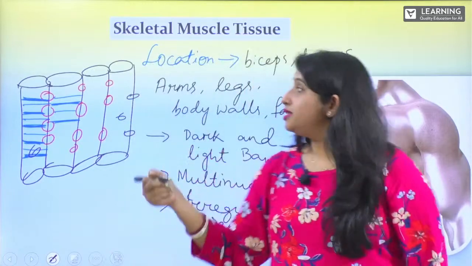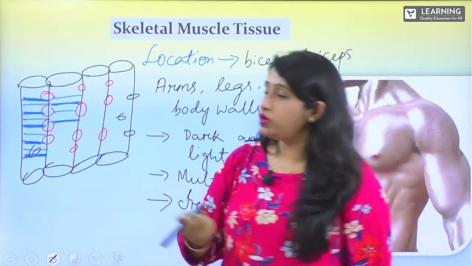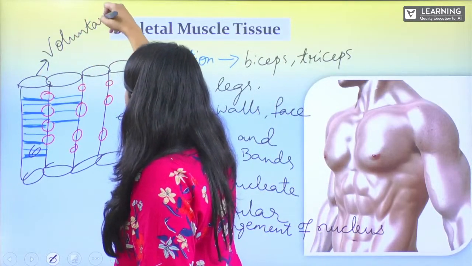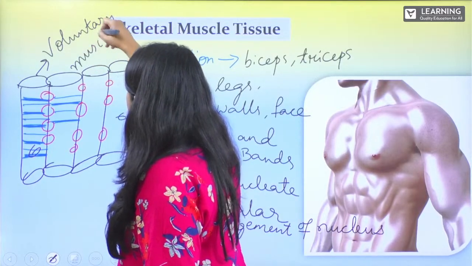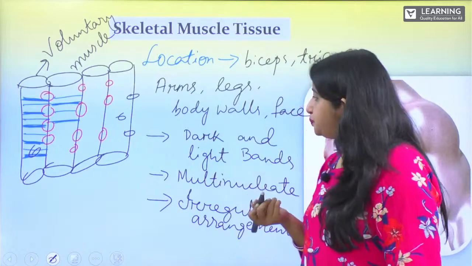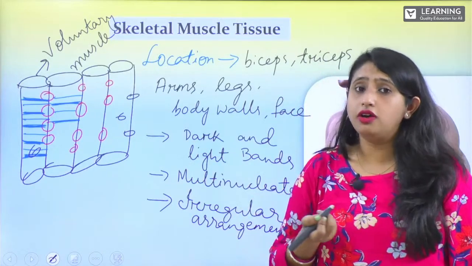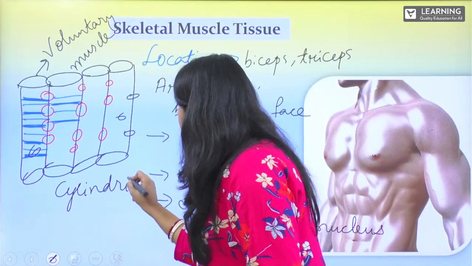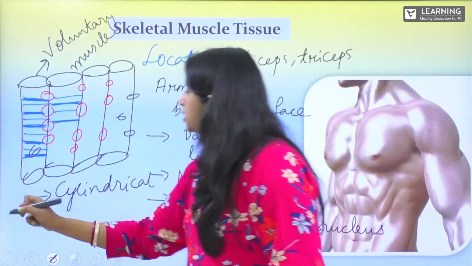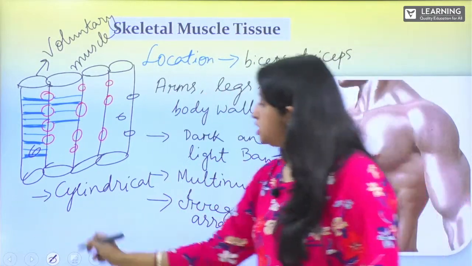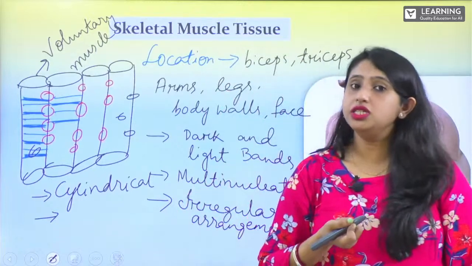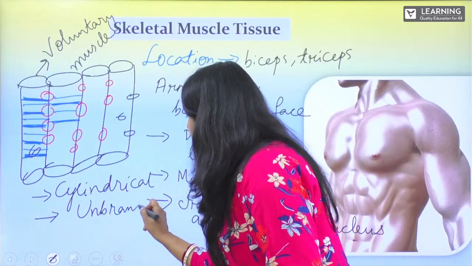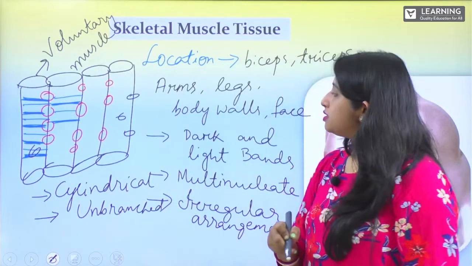Okay, so these skeletal muscles are also known as the voluntary muscle. Is that clear? And what is the shape of this? The shape is cylindrical, right? They are cylindrical and they are unbranched. So this is all about the skeletal muscle.